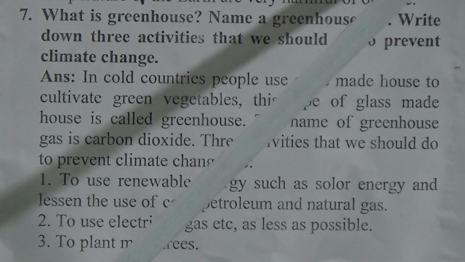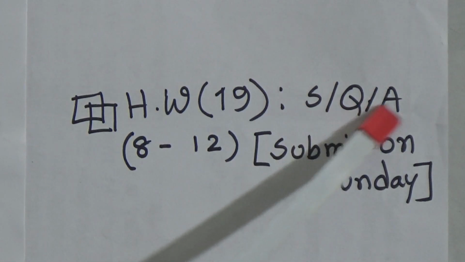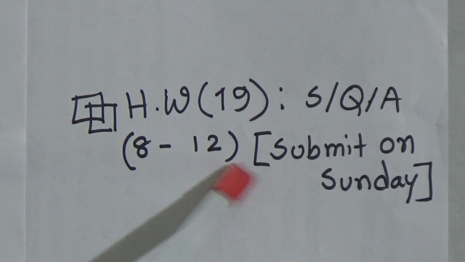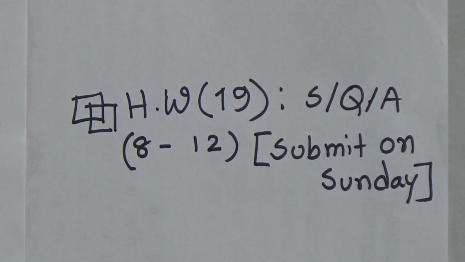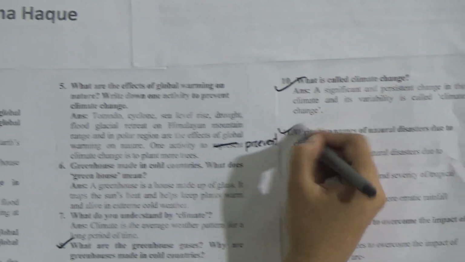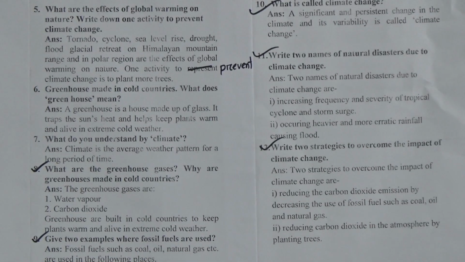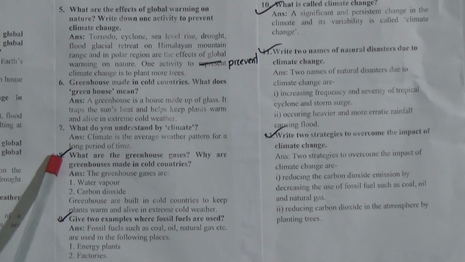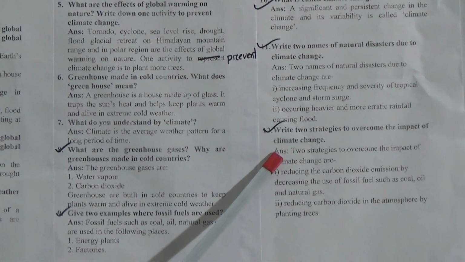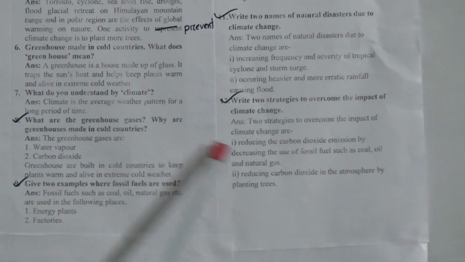Dear student, this is your homework number 19 for annual term. You have to do short question answers 8 to 12 as your homework and you have to submit on Sunday. These 5 question answers are your homework, from 8 to 12 short question answers.